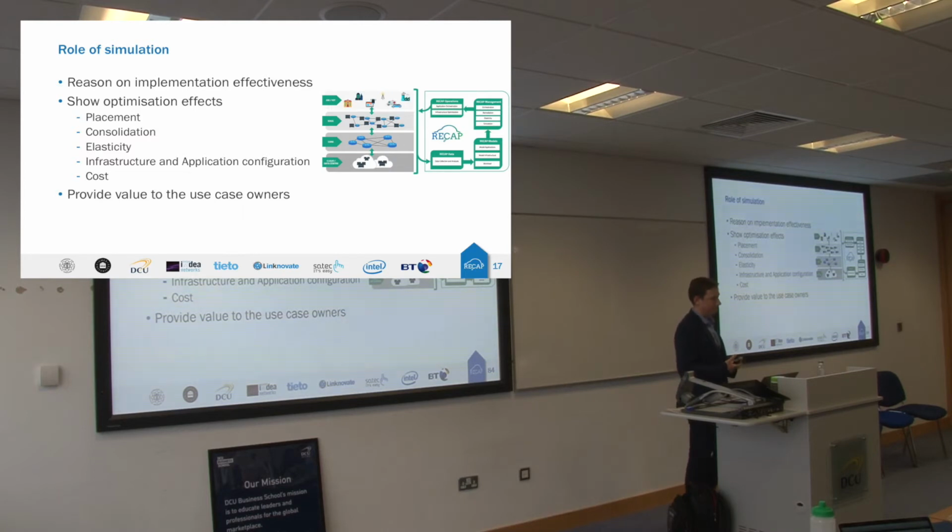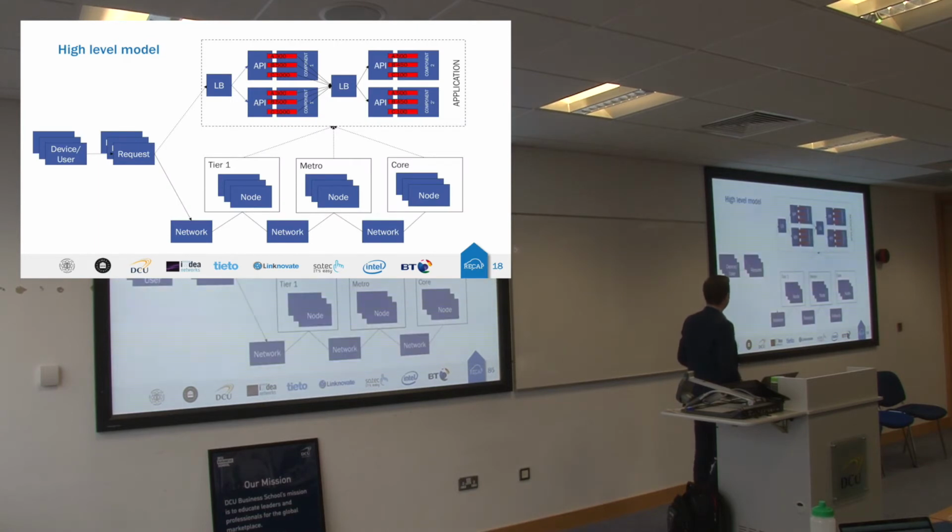For example, we cannot realistically deploy what we develop in our project into the live system because it's big and operational, but we count on simulation to prove that the concept we developed actually works, and that the optimization policies we deployed give a benefit, or are more beneficial than the current system state. So we're looking at how the optimization effects will perform: placement, consolidation, elasticity, infrastructure, application configuration, and also the cost involved. We also obviously need to provide value to our stakeholders, or use case owners in this case, so they can say, well, actually we can use simulation in our environment and it's useful for us.